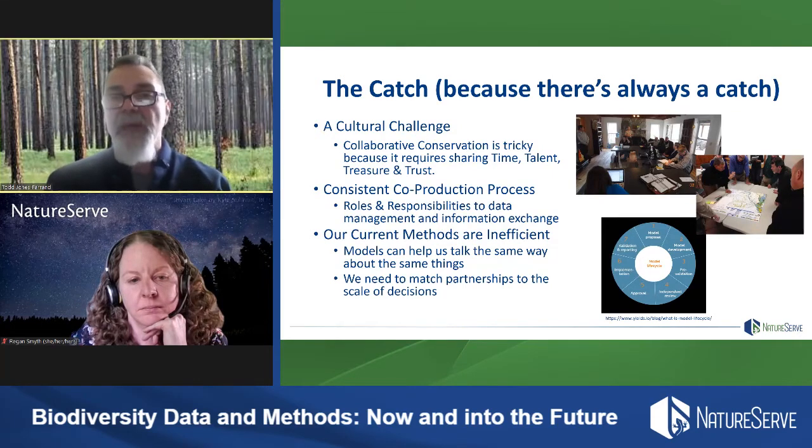And we need this because our current methods are really inefficient. It takes way too long to gather this data and assemble it to do a species status assessment for the Service. We don't talk about things in the same way. And oftentimes, it's because the scale of our partnerships doesn't match the scale of the decisions, and the area that we need to work in.